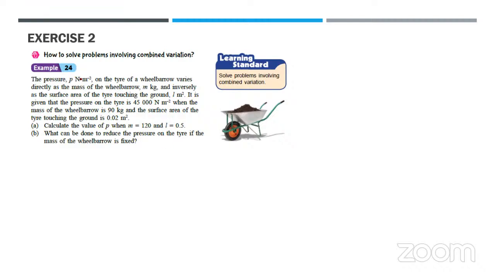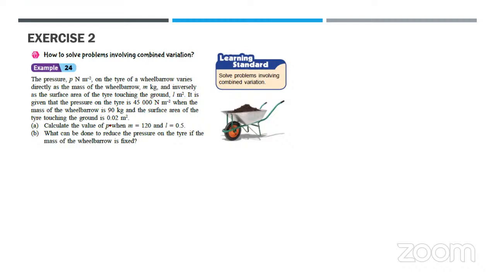The pressure P in Newton per meter squared on the tire of a wheelbarrow varies directly as the mass of the wheelbarrow, m kilograms, and inversely as the surface area of the tire touching the ground, L meters squared. It is given that the pressure on the tire is 45,000 Newton per meter squared.